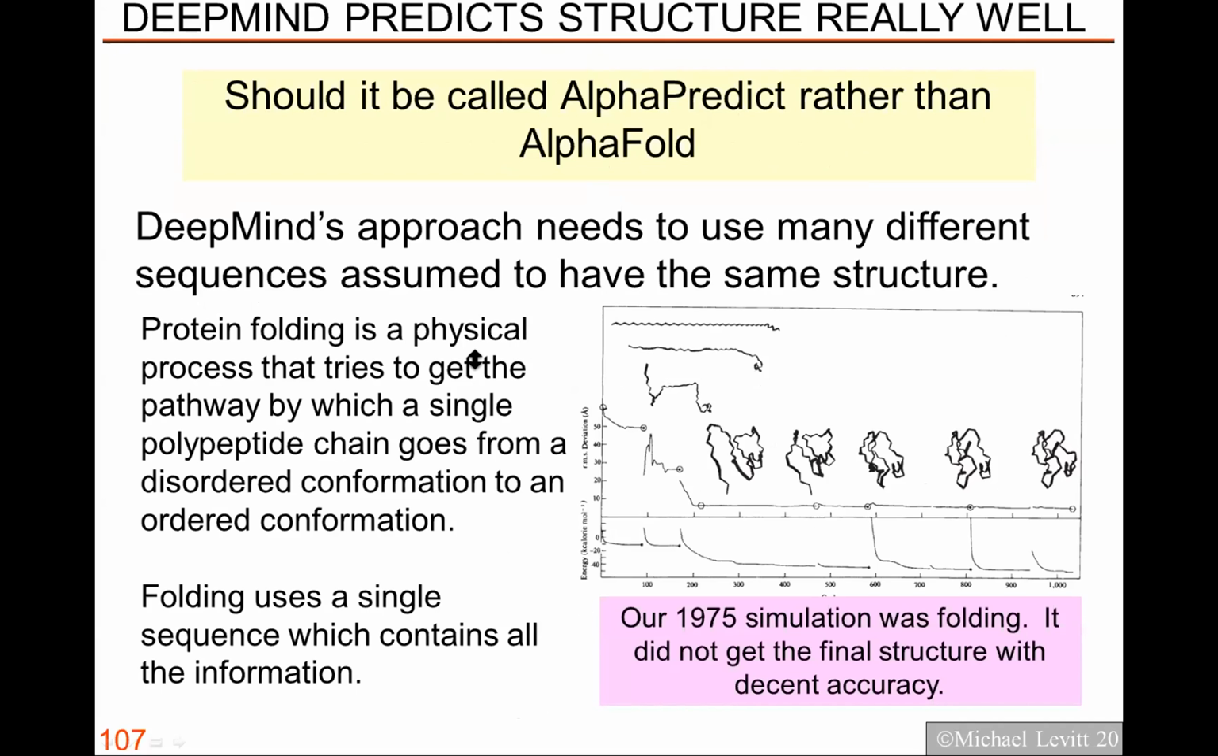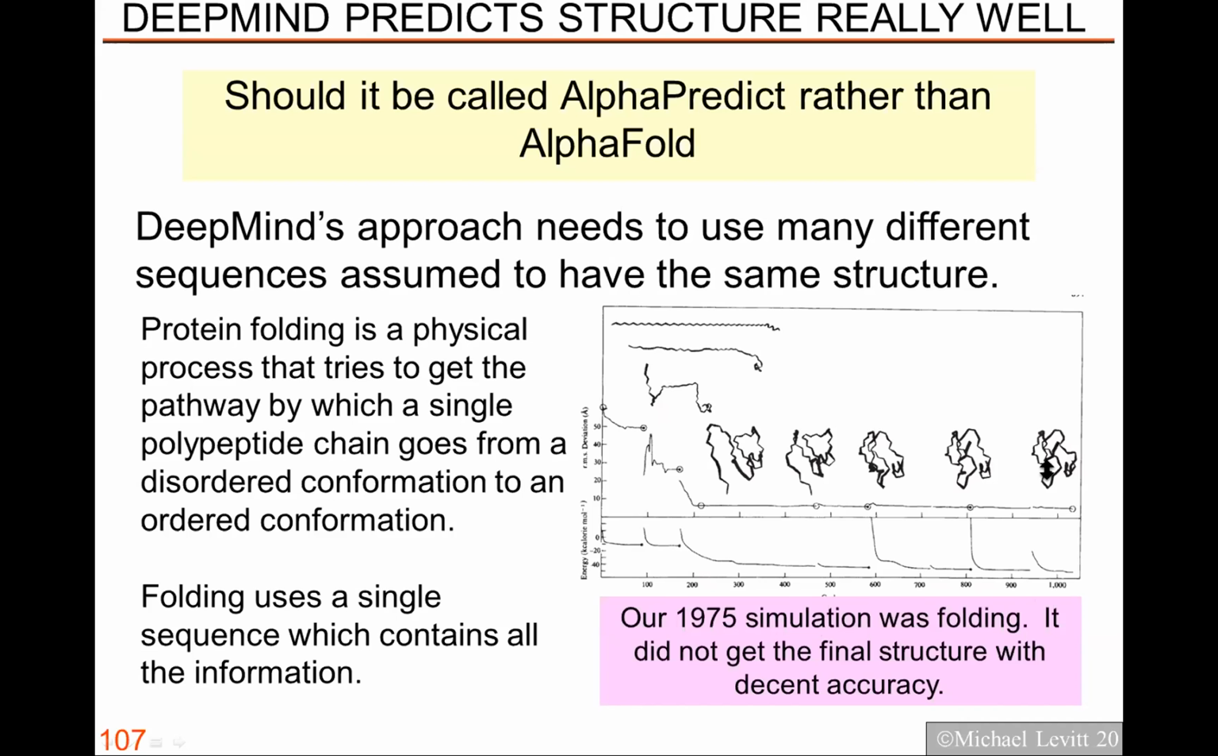The other thing is that in these predictions, DeepMind, as well as all the other contestants, use multiple sequences. They use sometimes thousands of sequences for the same protein, and the sequences end up giving you important information. But real protein folding is a simulation. It doesn't have to be done by simulation. We did it way back in 1975, but the answer was simply not accurate enough.